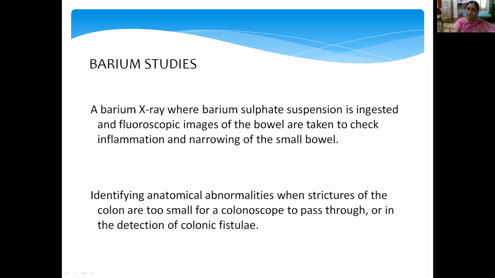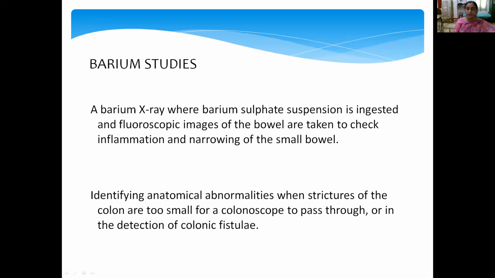Okay, we'll continue with the barium. So oral barium sulfate is given, and then we'll take the X-ray images at different timings. The indications are anatomical abnormalities where strictures of the colon are too small for the colonoscope to pass through, or detection of colonic lesions. These are the indications and advantages of barium compared to colonoscopy. Suppose you are passing the colonoscope and you are not able to negotiate through the narrowed portion of the colon. In such a case, you will not be able to assess the disease distal to the narrowing. In such cases, barium is very useful.